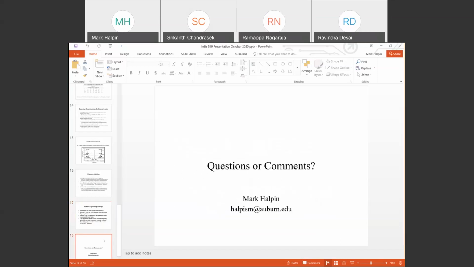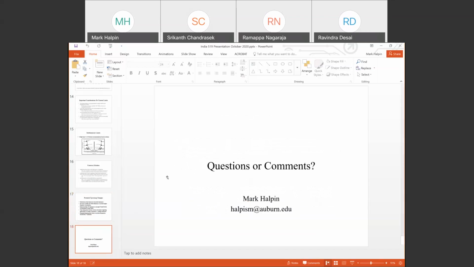So that's a very fast, high-level overview of 519, what it is today, and where we think we're going with it tomorrow. So with that said, I think I will stop and return the screen and control back to the moderator.